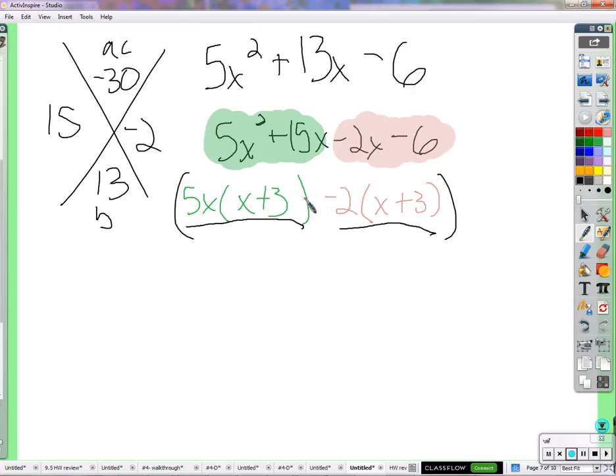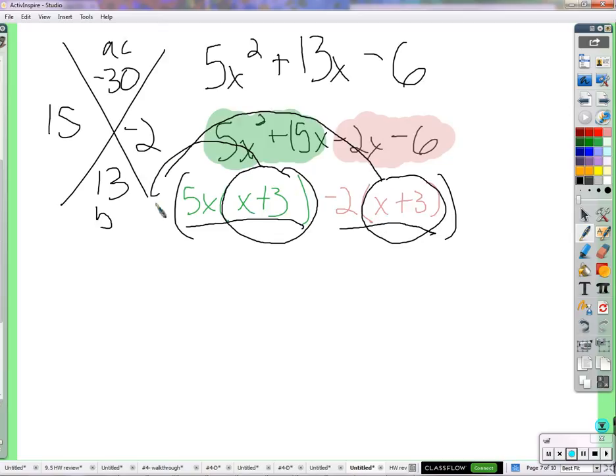It goes all the way back to that first slide that we did at the beginning of class, that original double distribution approach. We're just undoing the first step of the double distribution. This has a factor of x plus 3, and so does this. It's like an x plus 3 got distributed to a 5x and a -2. So we're going to undistribute that factor of x plus 3 and bring it outside the parentheses.